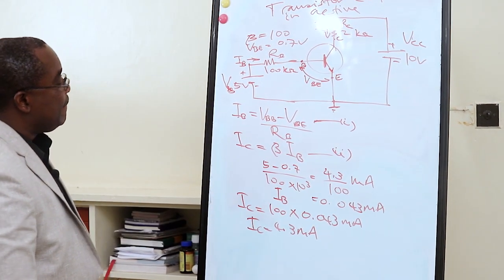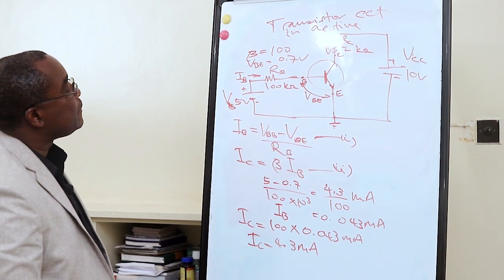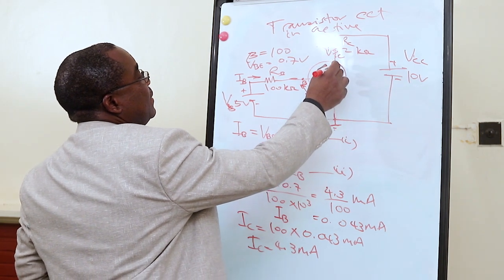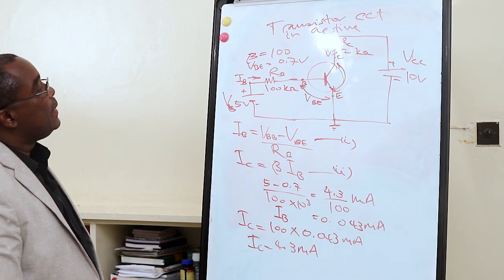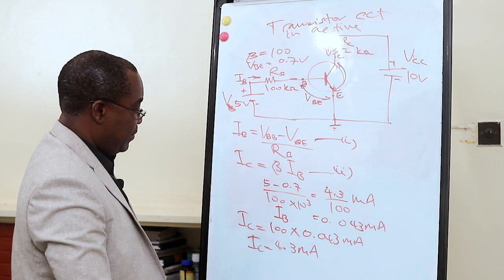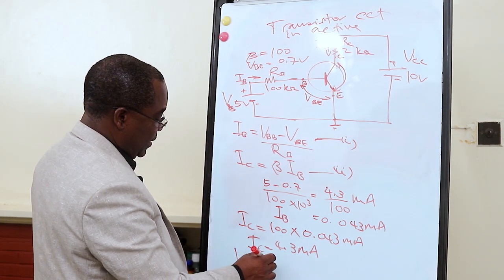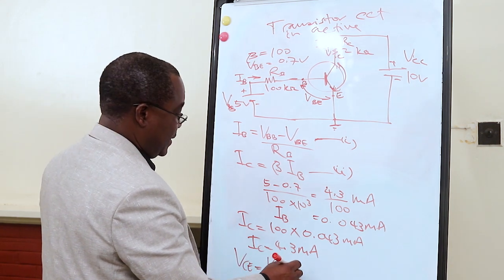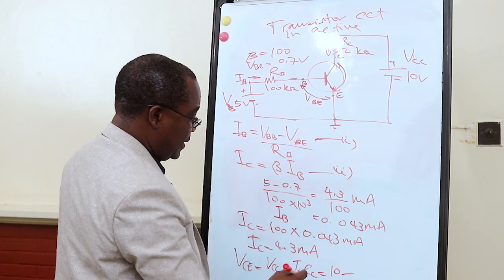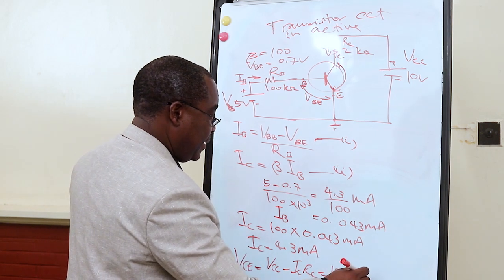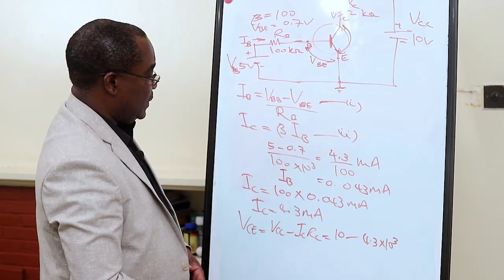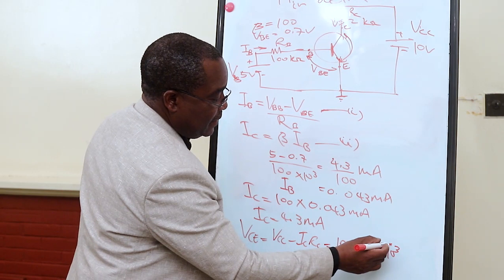According to the data and the values we have, you can also find the VCE. Since we have IC and we have the drop here, you can find the VCE. VCE is equal to VCC minus IC RC. VCC is 10 volts, so 10 minus IC RC. Our IC here is 4.3 times 10 to the power minus 3 amps, because it's milliamps.